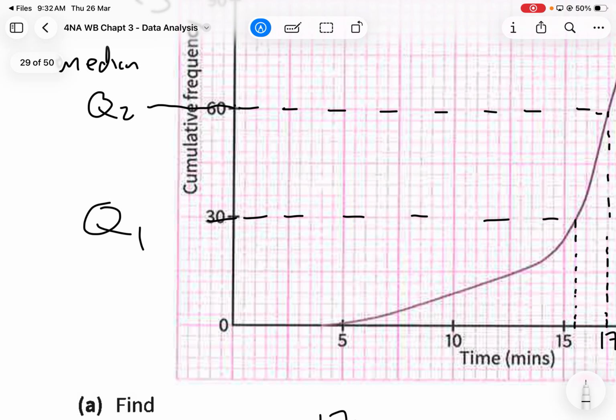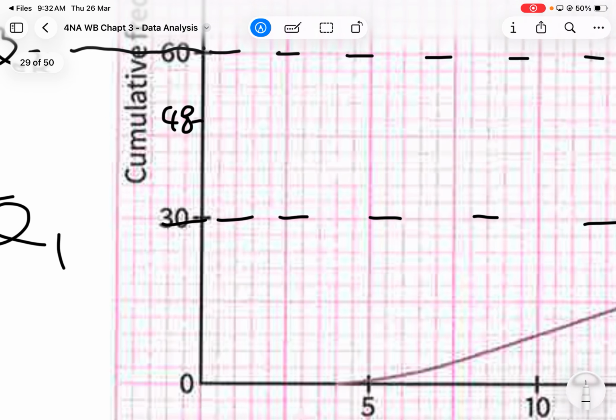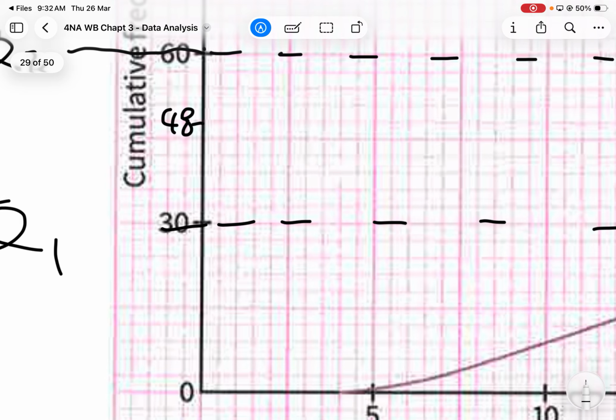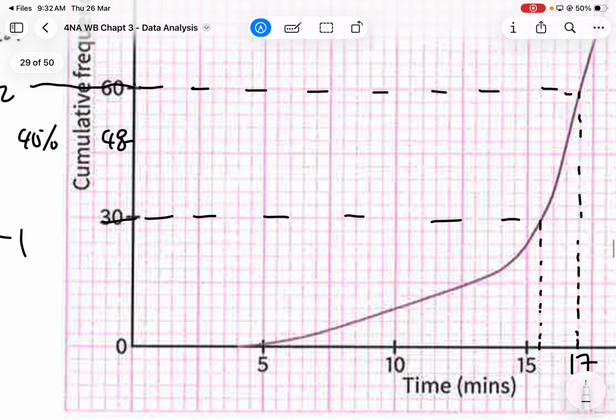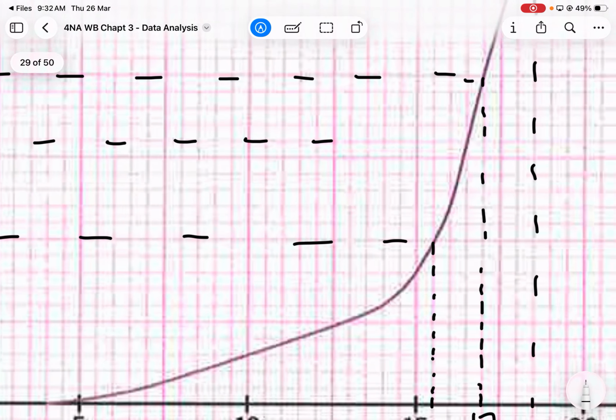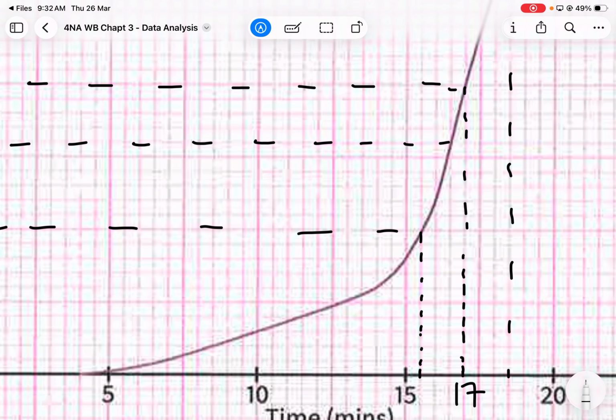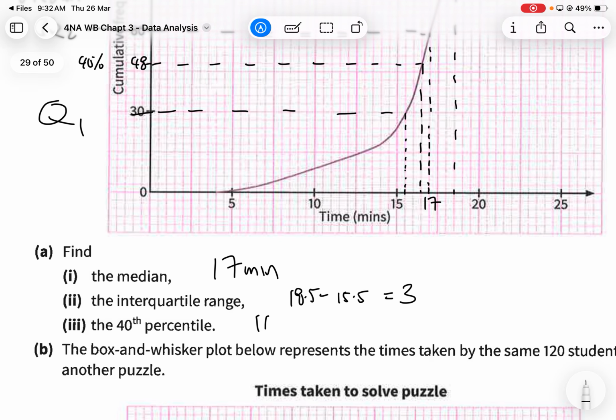10 small boxes is 30. Each small box is 3. So I want 18. 18 is 6 small boxes. So here is my 48. Okay? 48 is my 40th percentile. Then from 48, here, 16.5. The 40th percentile is 16.5.